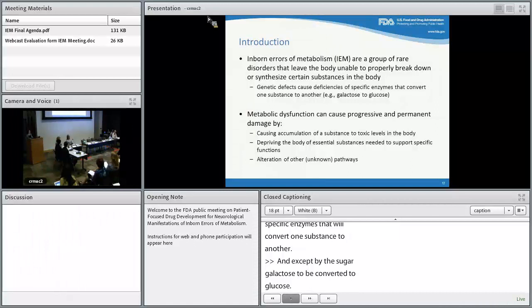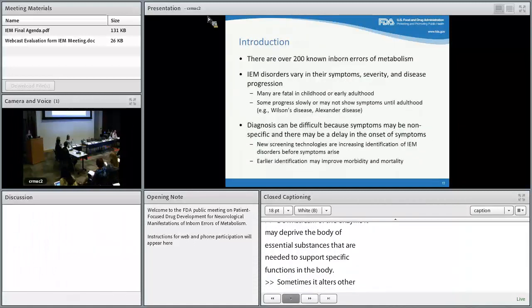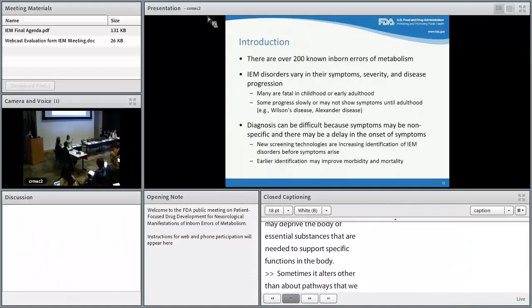These metabolic dysfunctions can lead to progressive and permanent damage. Typically, if it's upstream of the enzyme, it'll cause a buildup of a substance that can reach toxic levels in the body. Downstream of the enzyme, it may deprive the body of essential substances that are needed to support specific functions in the body. And sometimes it alters other metabolic pathways that we haven't yet identified.